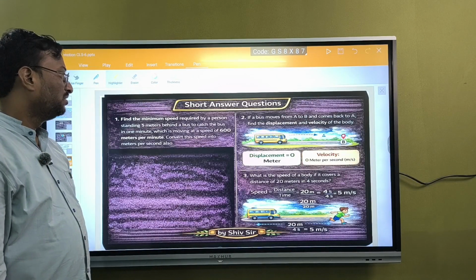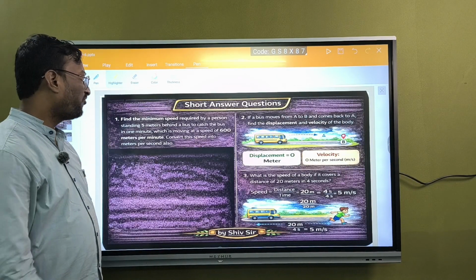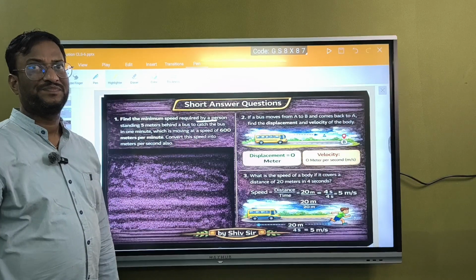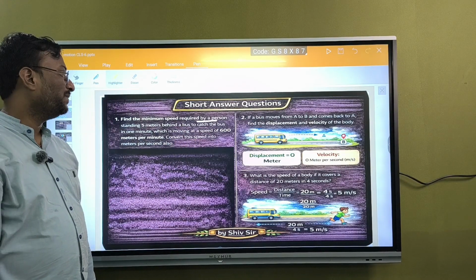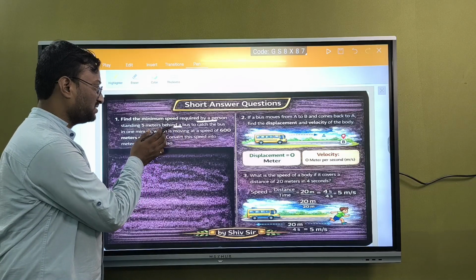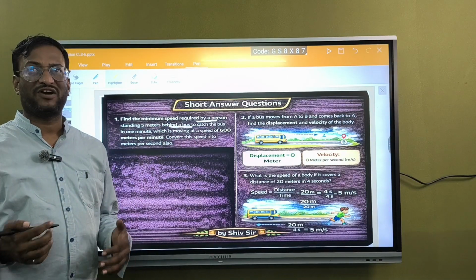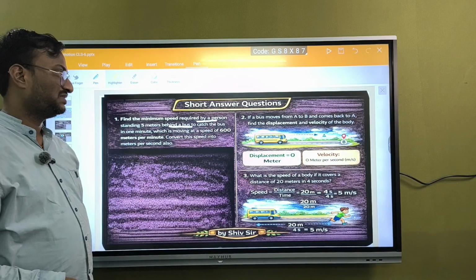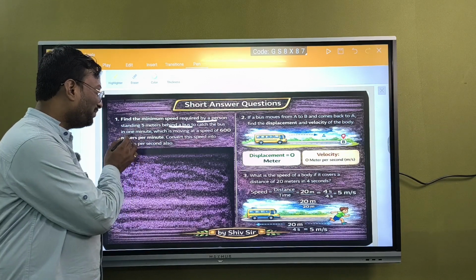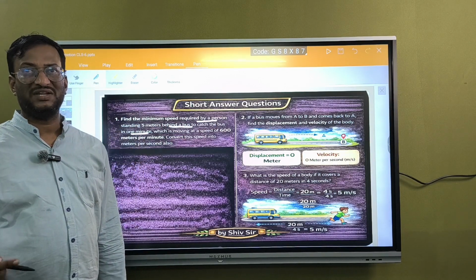See here, we shall read the problem. Find the minimum speed required by a person standing 5 meters behind a bus. The person is standing 5 meters behind a bus, to catch the bus in 1 minute. He should catch the bus in 1 minute.